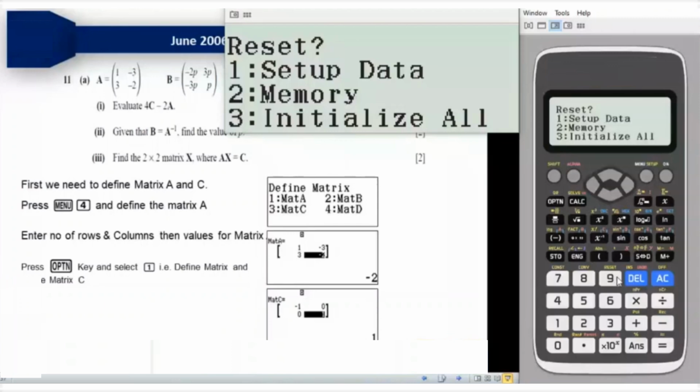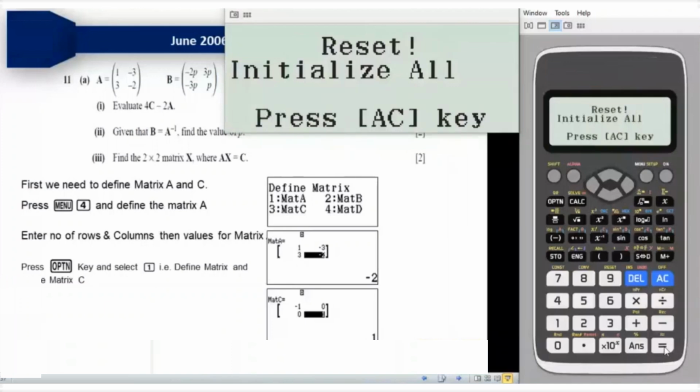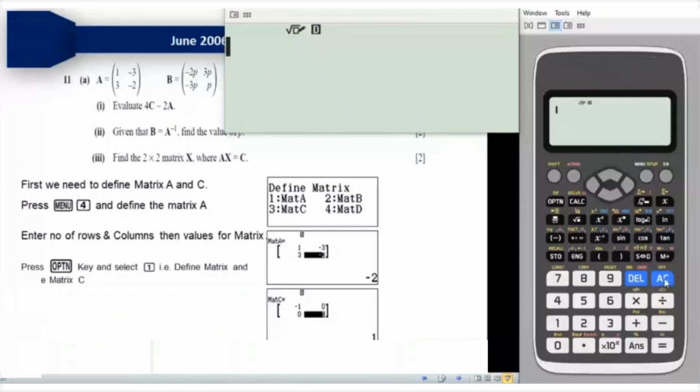So I press 3. The calculator is asking, are you sure that you want to initialize everything? If it's yes, I have to press equals to. It's yes, so I'm pressing equals to. It says it is reset, initialize all, press the AC key. I pressed the AC key and every memory, every past record in this calculator has now vanished. So the calculator is now without any memory.